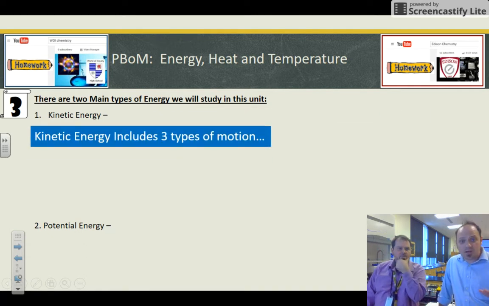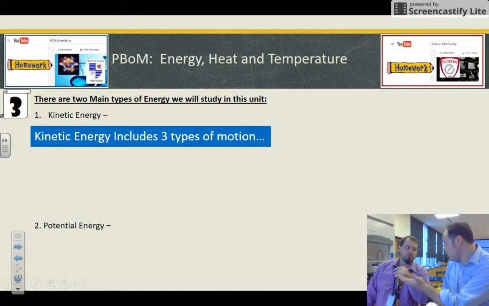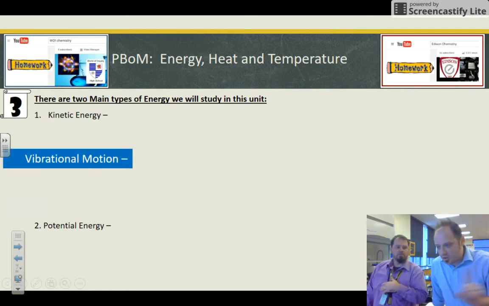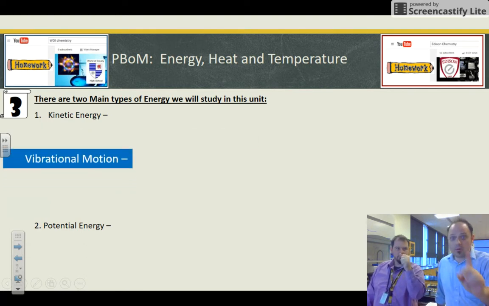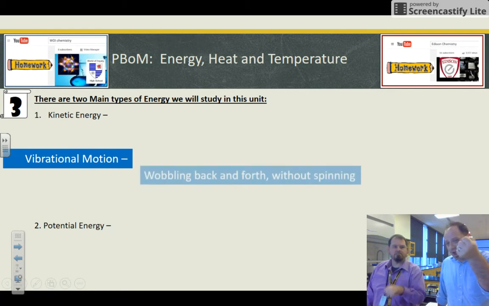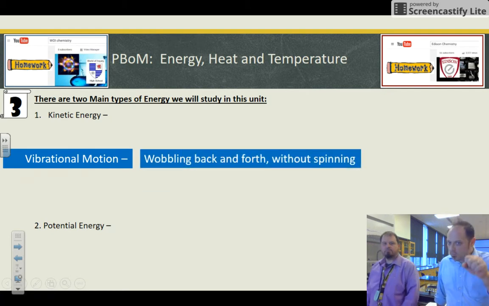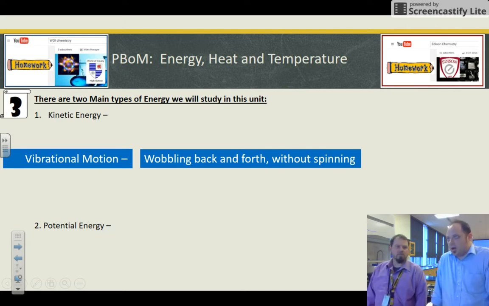Now, it does contain 3 types of motion, because when those things are moving around, they could do one of 3 different things or all 3 at the same time, depending on how much energy it has. Number 1, vibration. All atoms are vibrating in place, wobbling back and forth. This desk is vibrating, but not spinning. They're just humming in place.